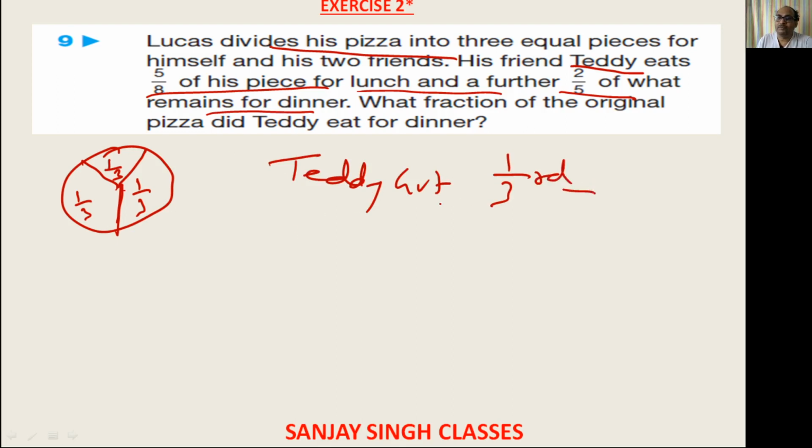From this 1 by 3rd, he is taking 5 by 8 of his piece for lunch. So it means 1 by 3 into 5 by 8, which is 5 by 24. So 5 by 24 should be subtracted.